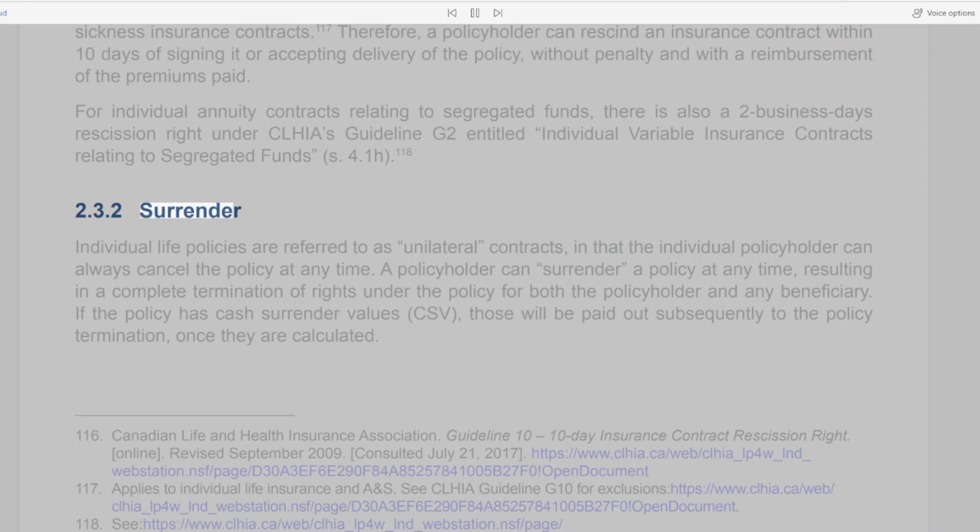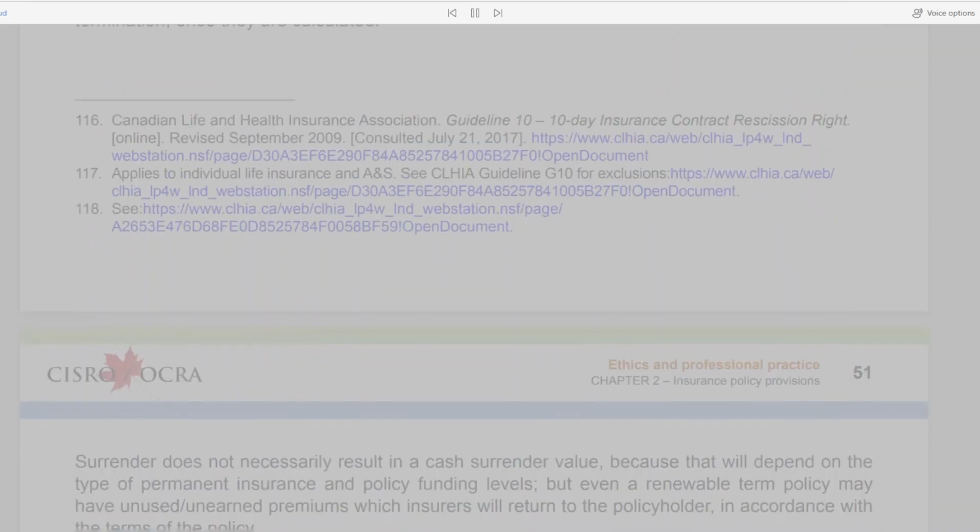2.3.2 Surrender. Individual life policies are referred to as unilateral contracts, in that the individual policyholder can always cancel the policy at any time. A policyholder can surrender a policy at any time, resulting in a complete termination of rights under the policy for both the policyholder and any beneficiary. If the policy has cash surrender values, CSV, those will be paid out subsequently to the policy termination, once they are calculated.